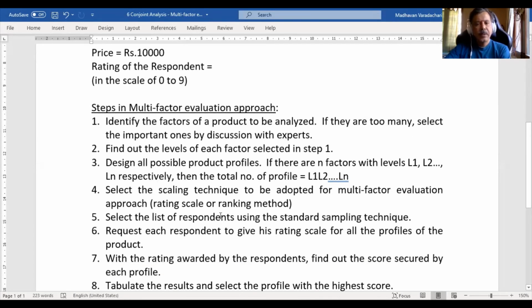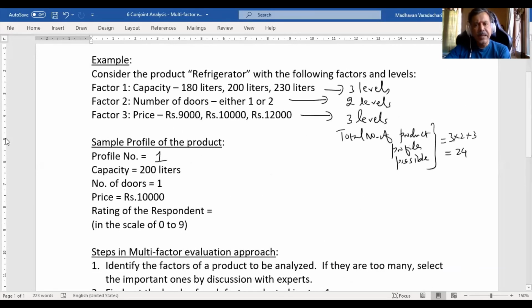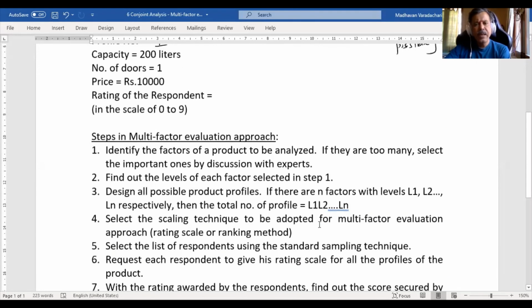I already explained here. These are the levels. Let us say this is L1, this is L2, this is L3, which means we multiplied to get 24. The same is explained here: L1 into L2 into, and so on up to Ln. Then you may think about what type of scaling technique you are going to adopt. If you are using a rating scale, it will be very similar to the example we spoke about. If it is ranking, then against those ranks you may have to allocate some scores. If it is rating, you can directly consider those ratings.